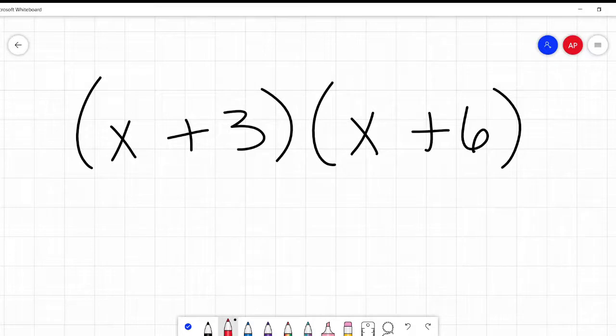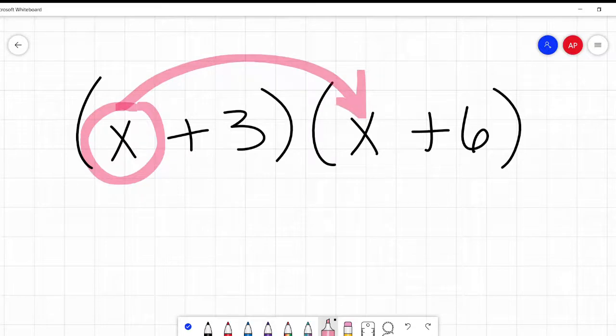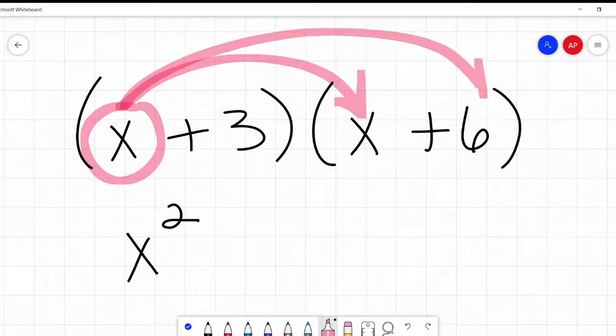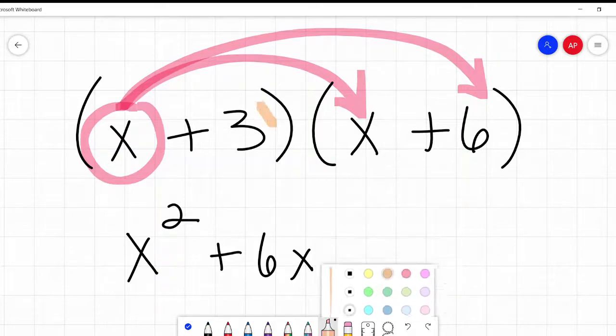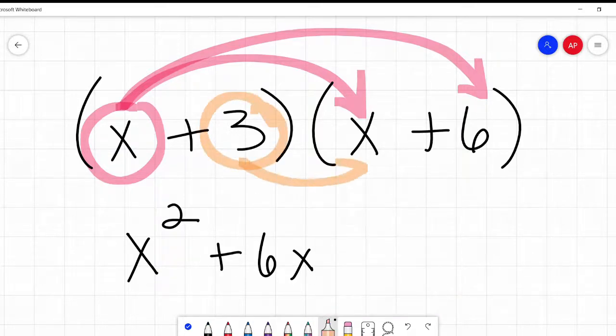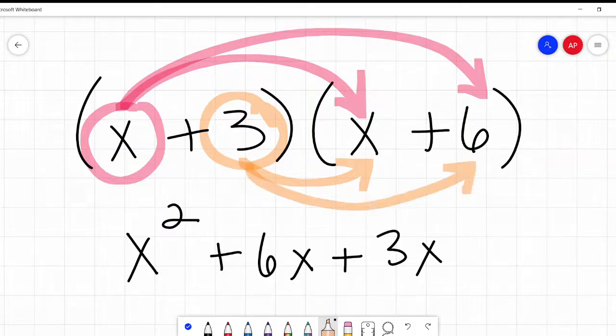So let's do that. First start with our x and we're going to multiply it by the first one there, which is x. X times x is x squared. Then I multiply by the second one. X times positive 6 is positive 6x. And now go to the 3. I'm going to go under so it doesn't get confusing. 3 times x is 3x. 3 times positive 6 is positive 18.